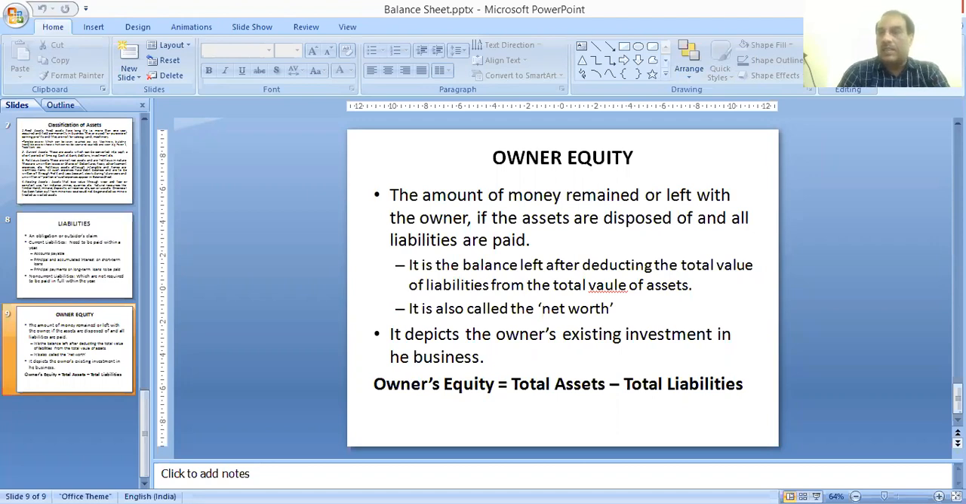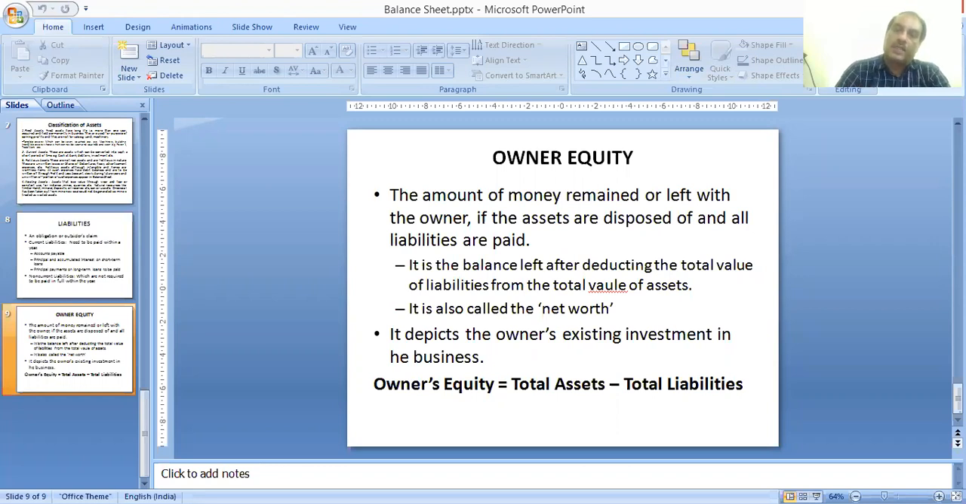So these are the basic concepts involved in the balance sheet. We will do certain exercises on the balance sheet and profit and loss account in the next class. I will show you some slides in the next class on the balance sheet and give you some examples.